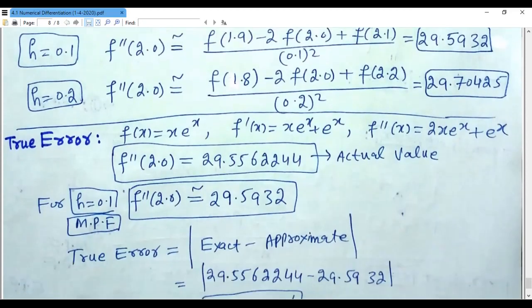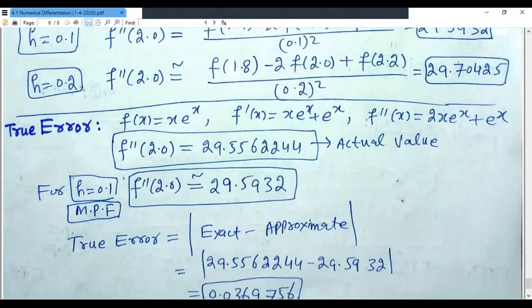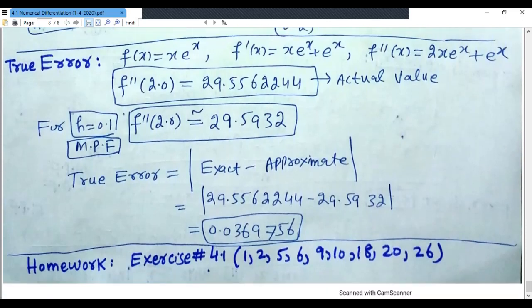We can also find the true error, because the data in this example were taken from this function f of x equal to x e power x. This is the first derivative, this is the second derivative, and this is the actual value. If we compare the approximation where h was equal to 0.1 midpoint formula, the true error of this approximation, exact minus approximate, is 0.036.